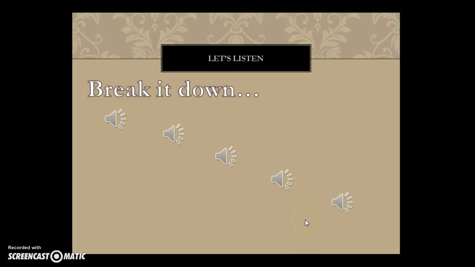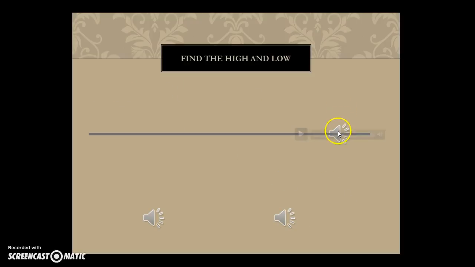Great, so now what we're going to do is analyze that pattern. That pattern is high, then low. So it is a high-low pattern. Let's listen to it one more time. So our job today is to find that high and then low sound.